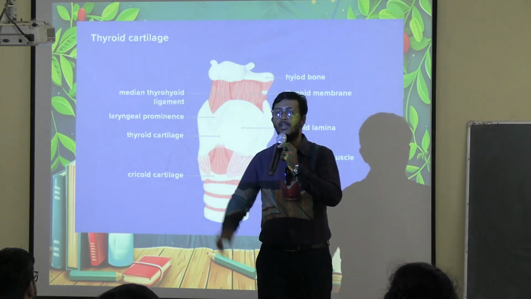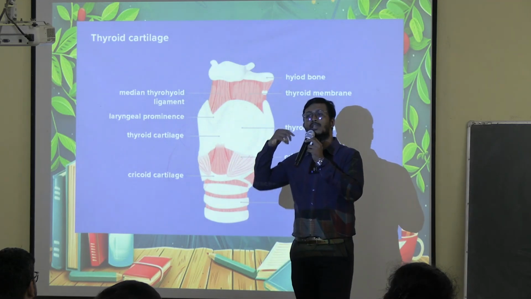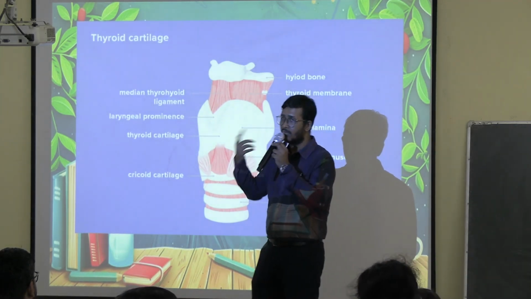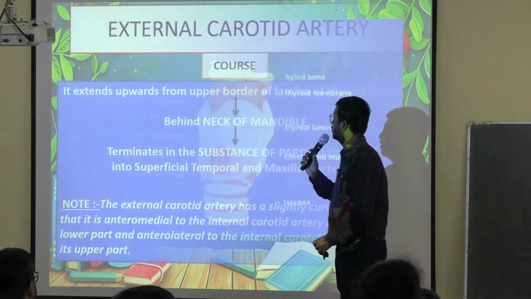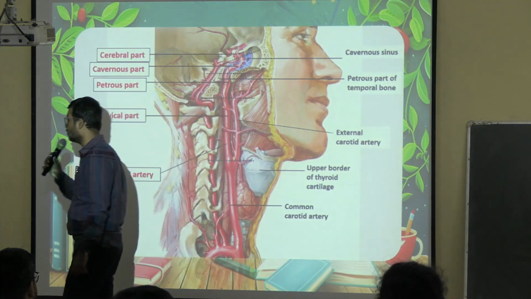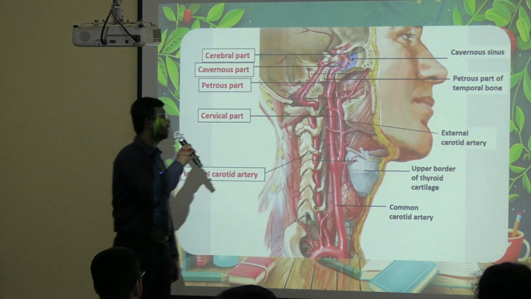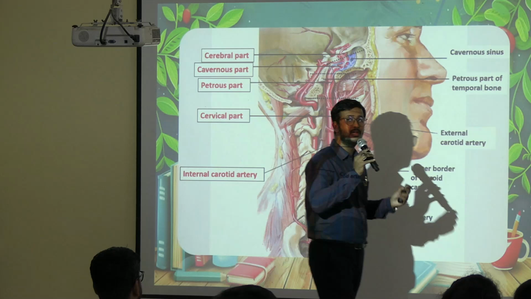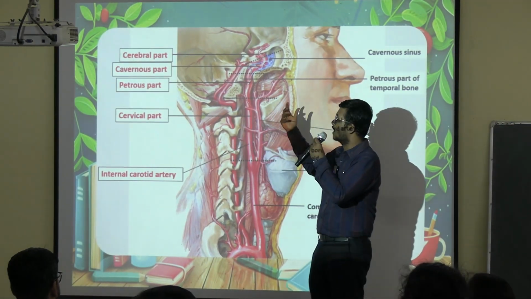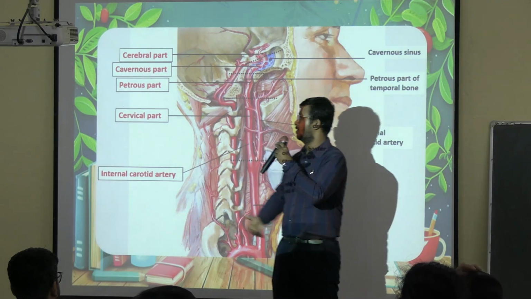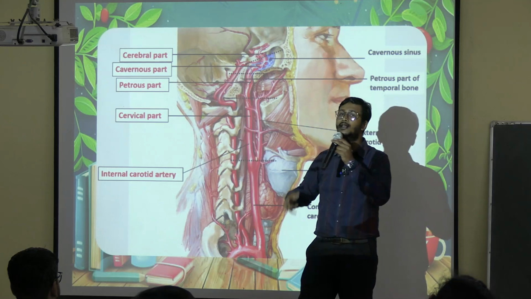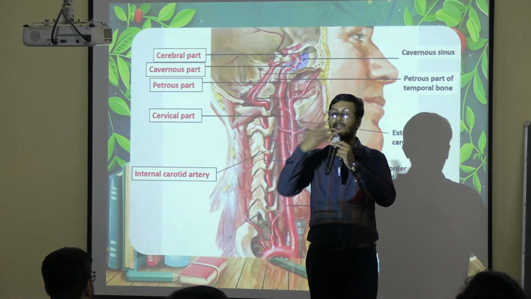Internal carotid artery basically will be supplying the brain area. It will be having the cavernous part, then your petrous part, cervical part, and so on. Okay, these are the parts of your internal carotid artery. Furthermore, the cerebral part will be having more branches, the cavernous part will be having further branches. Okay, but we are concerned about this external carotid artery, which will basically supply the neck and the face area.